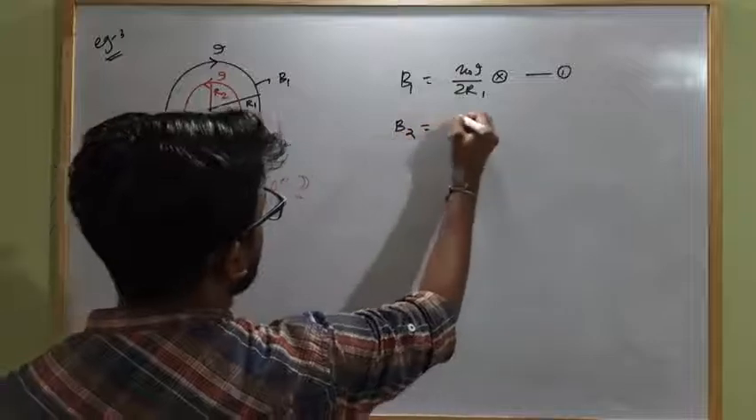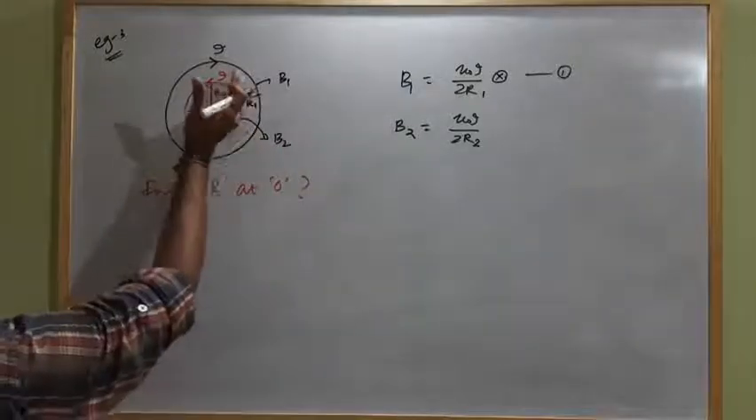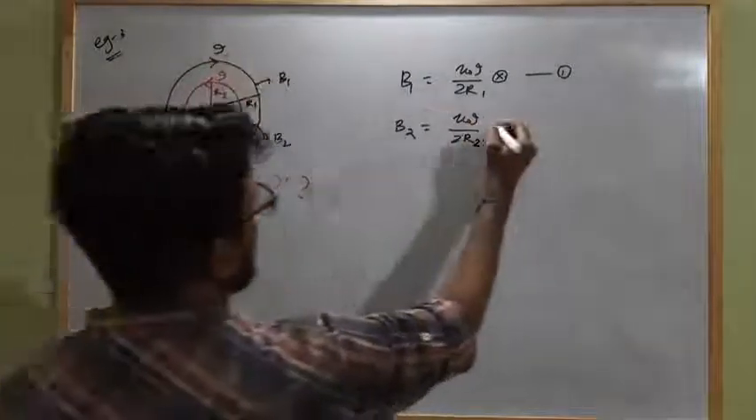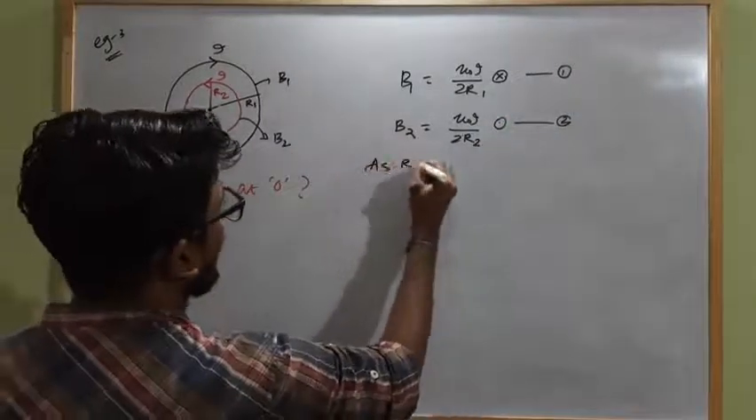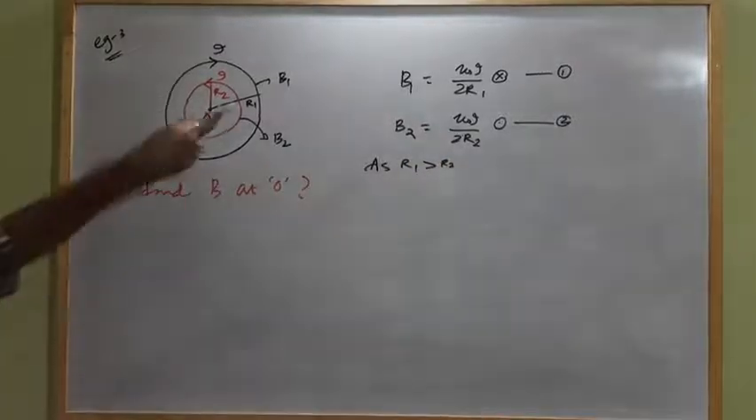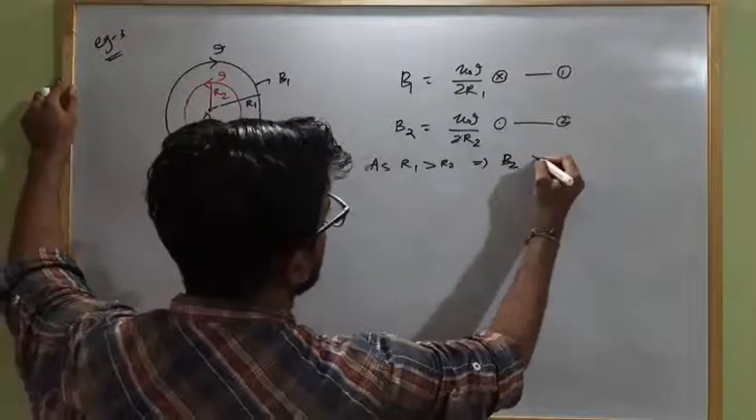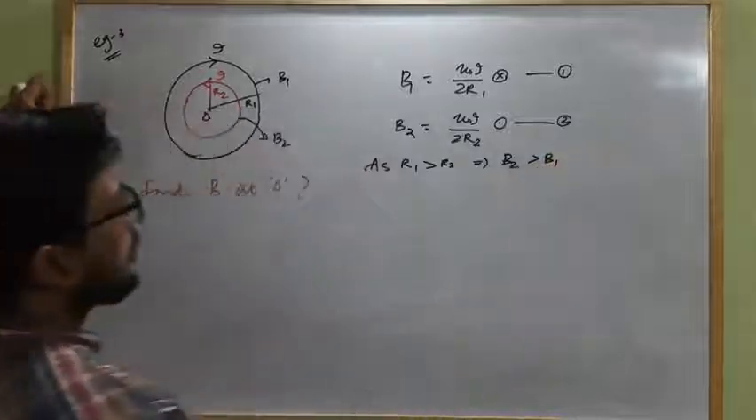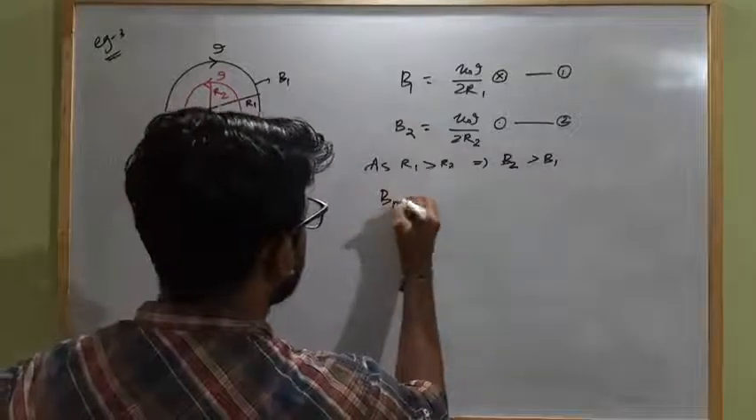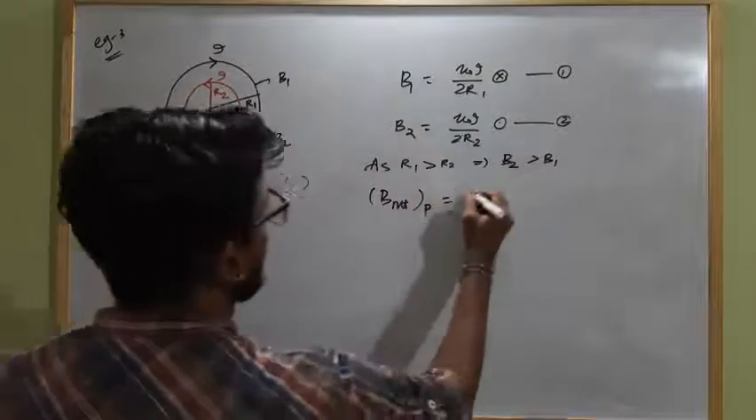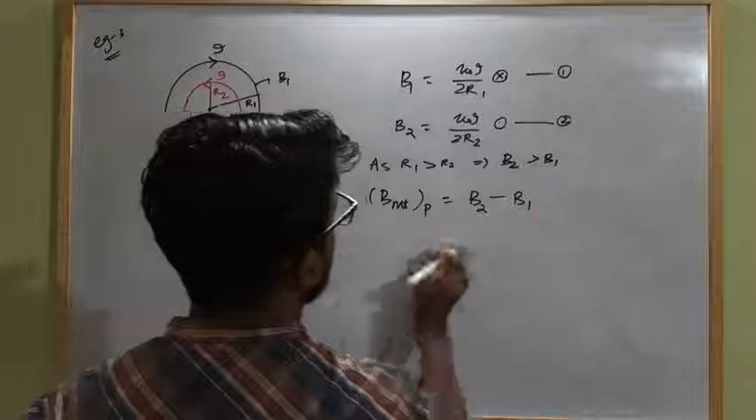And for B2 it will be mu naught I by 2 R2, because the radius is R2 and the current is flowing in anti-clockwise direction, so it will be outward. Clear? And here as R1 is greater than R2, this implies B2 is greater than B1. So B net at O will be how much? B2 minus B1, because both are in opposite direction.